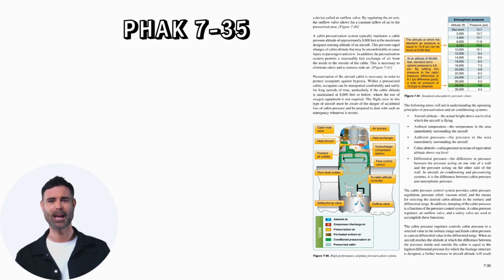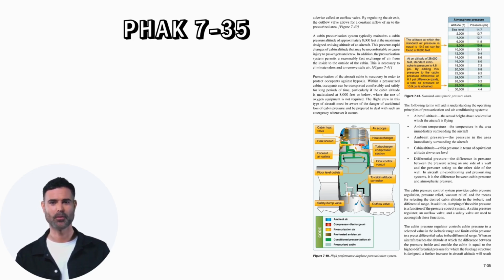Pressurization of the aircraft cabin is necessary in order to protect occupants against hypoxia. Within a pressurized cabin, occupants can be transported comfortably and safely for long periods of time, particularly if the cabin altitude is maintained at 8,000 feet or below, where the use of oxygen equipment is not required. The flight crew in this type of aircraft must be aware of the danger of accidental loss of cabin pressure and be prepared to deal with such an emergency whenever it occurs.